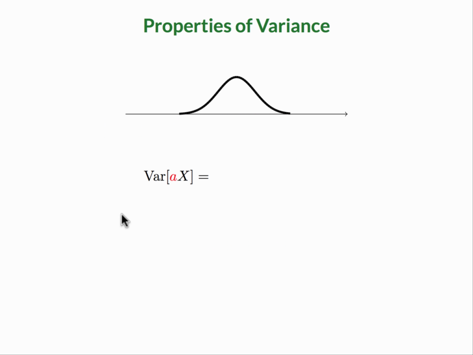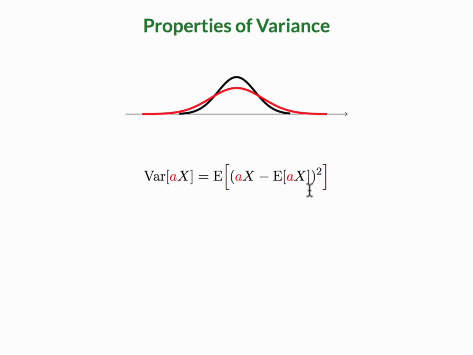Finally, let's talk about some properties of variance. First, let's look at what happens to the variance when you multiply a random variable by some constant a. If a is greater than 1, then that should increase the spread of the distribution, so we know the variance should increase. But by what factor? Let's do the calculation to find out. By definition, the variance is equal to the expected value of the squared deviation of the random variable from its mean. So ax minus the expected value of ax, all squared.